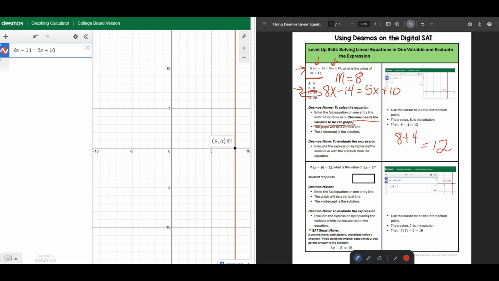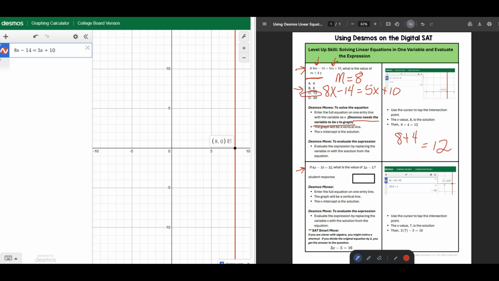All right, let's skip down to the next one. Our second example says 6x subtract 10 equals 32. What is the value of 3x subtract 5? If you'll notice that this equation already has x as our variable, so you should be able to just go ahead and type that in without having to change any of the variables when you're typing.